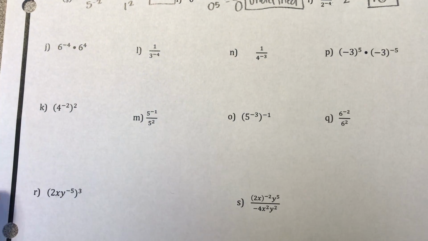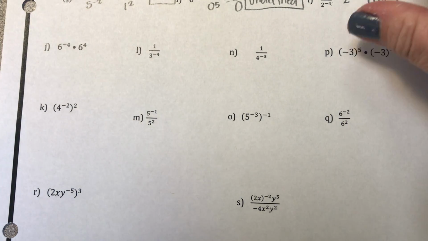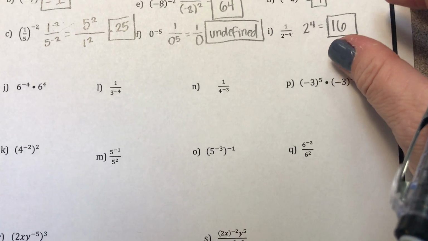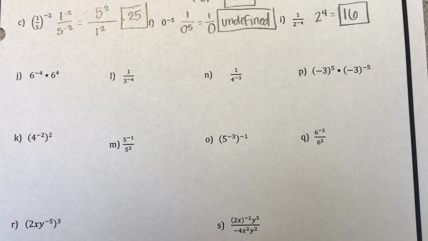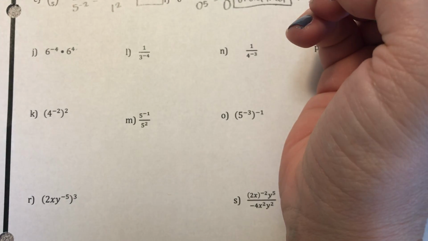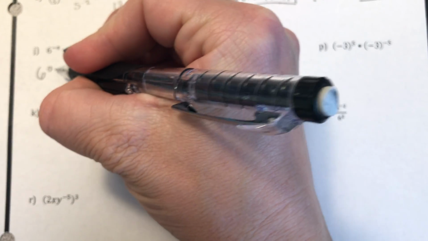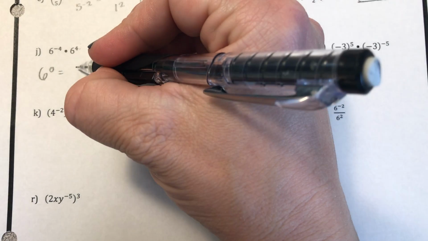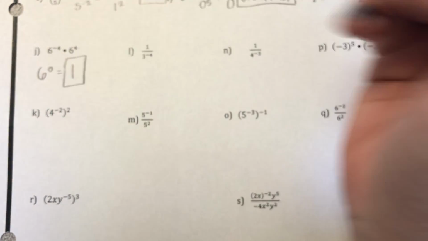Let's look at J. What we talked about a couple days ago is that when you are multiplying numbers that have a similar base, or a like base, you add the exponents together. Negative 4 plus 4 is 0. Anything to the 0 power is 1.